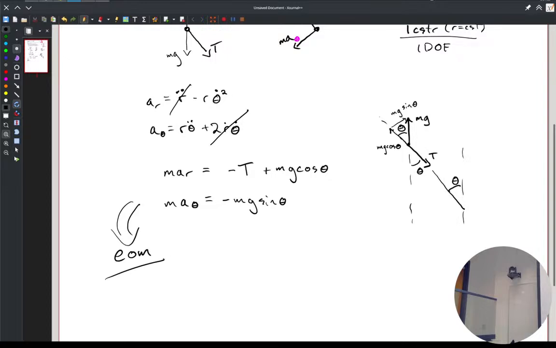And R is going to be something constant, right? That's what I'm saying. Those equations you just made: it's MA subscript R, MA subscript theta. So those are forces.